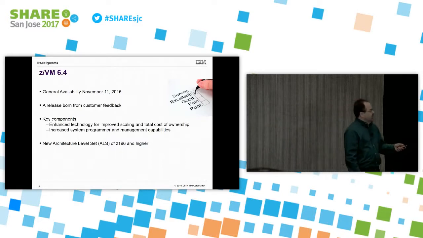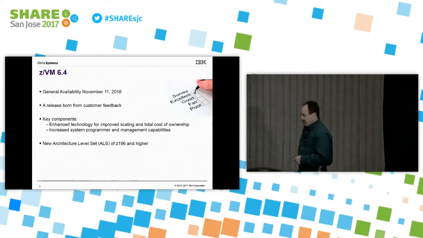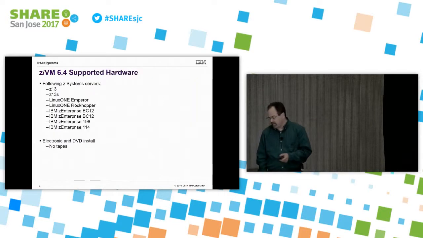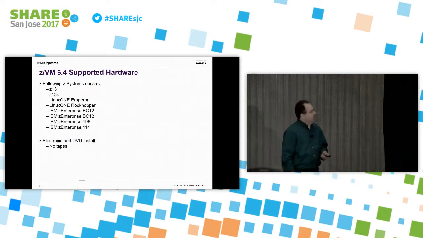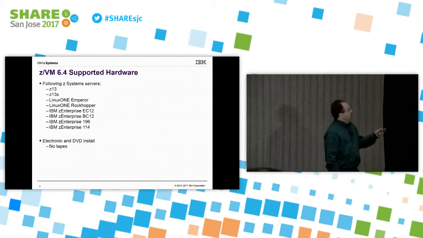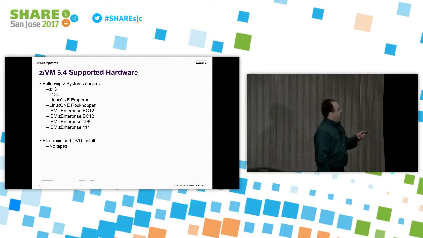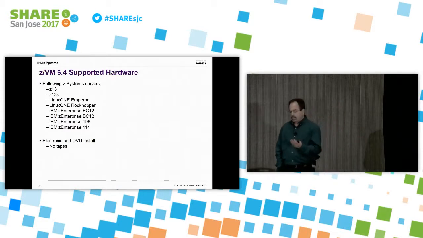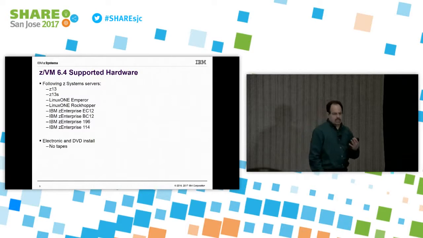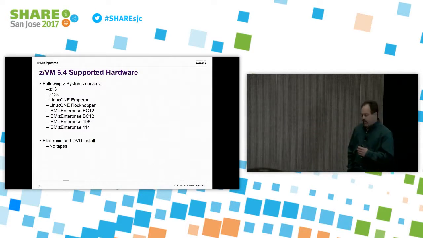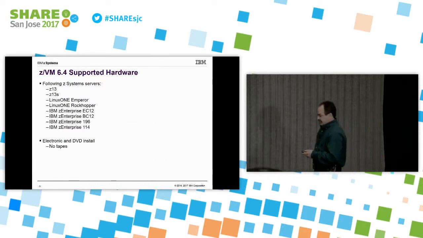And I mentioned the architecture level set. So if you're going to go to 6.4, you have to be at least on a z196. Supported hardware, from most recent to oldest, the z13 family. Again, as Bill said, if I say z13, it means any or all of z13, z13s, or the LinuxONE processors, the EC12s, and the z196. So any of those you can run z/VM 6.4 on.